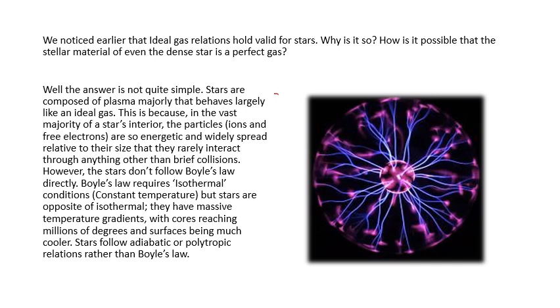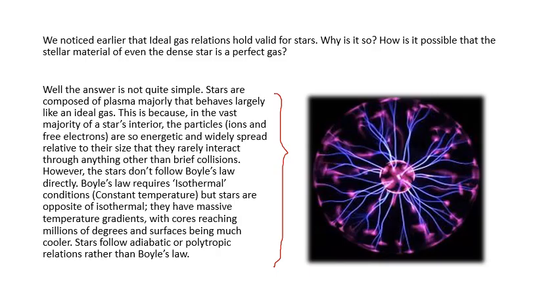Again, we are going to discuss why ideal gas relations hold valid for stars. So it is not very simple. I told you about how we consider different small elements and their temperature is not varying too much. Therefore, pressure gradients are also not varying too much, and we have this ideal kind of situation. So stars are composed of plasma majorly, which behaves primarily like an ideal gas.